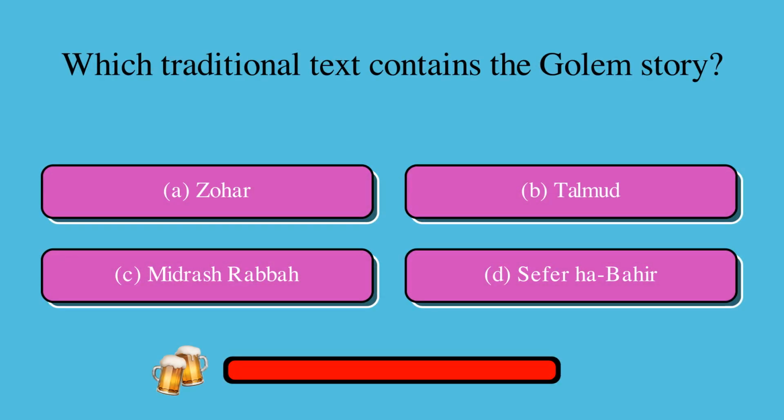Which traditional text contains the golem story? Is it A, Zohar, B, Talmud, C, Midrash Rabbah, or D, Sefer HaBahir? The correct answer is Sefer HaBahir.